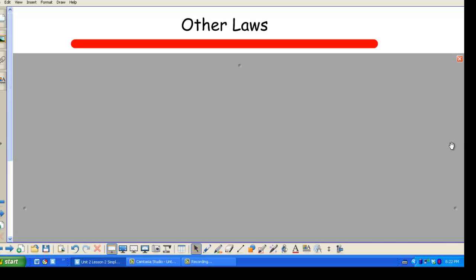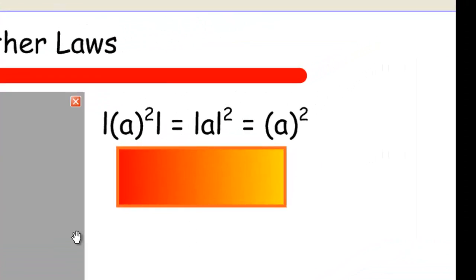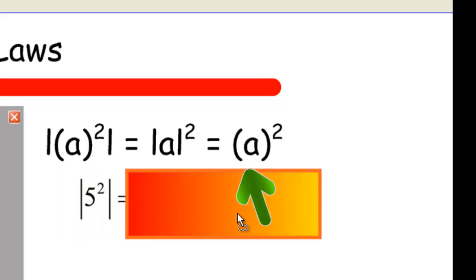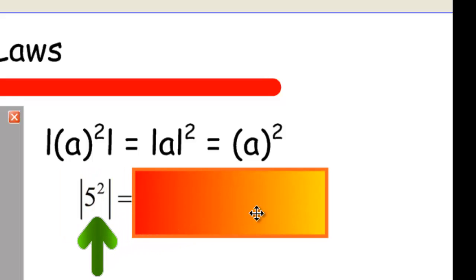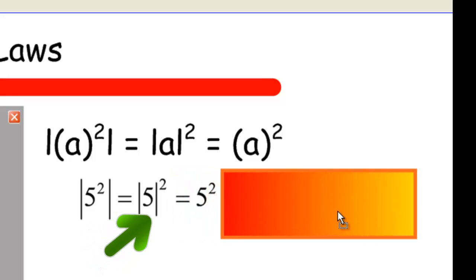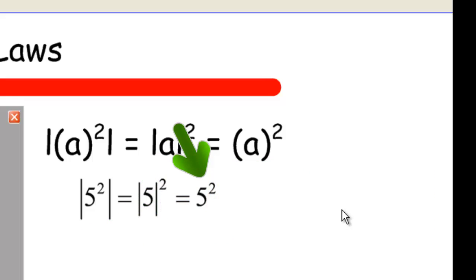You have a couple of other laws. One we don't use that much, but I feel compelled for your tax dollars to make sure that we talk about it. If you have the absolute value of a squared on the inside, you can think of it as the absolute value of a squared on the outside. And ultimately, because that a, regardless if it's negative or positive, is going to be squared, it just will be a squared. So here's a concrete example. If I gave you 5 squared, it's equal to the absolute value of 5 squared. And that is just equal to 5 squared, or 25.